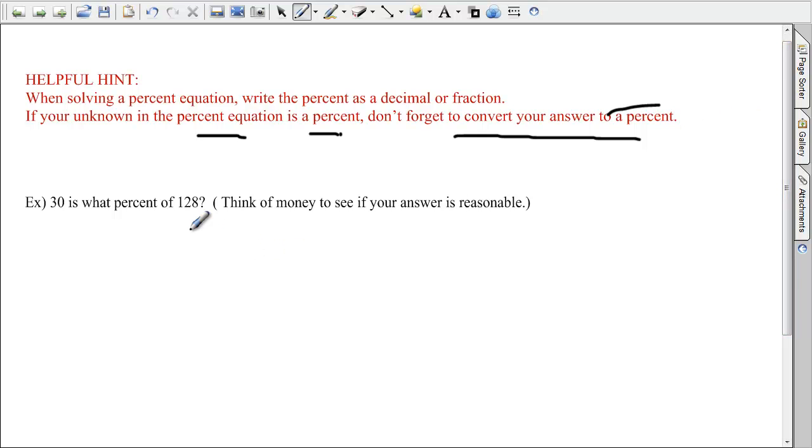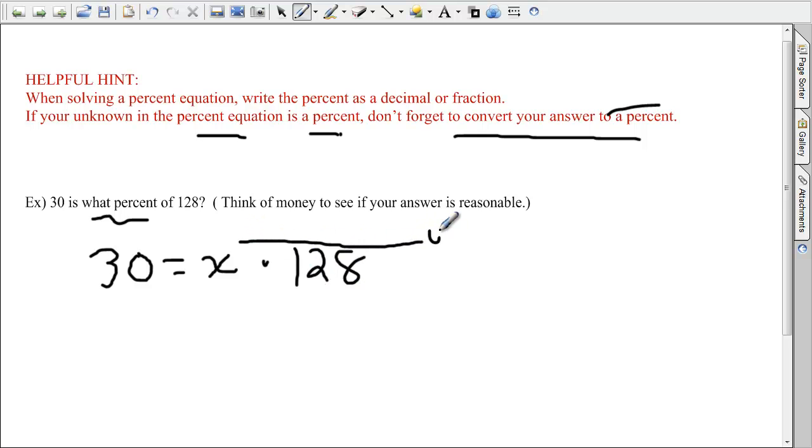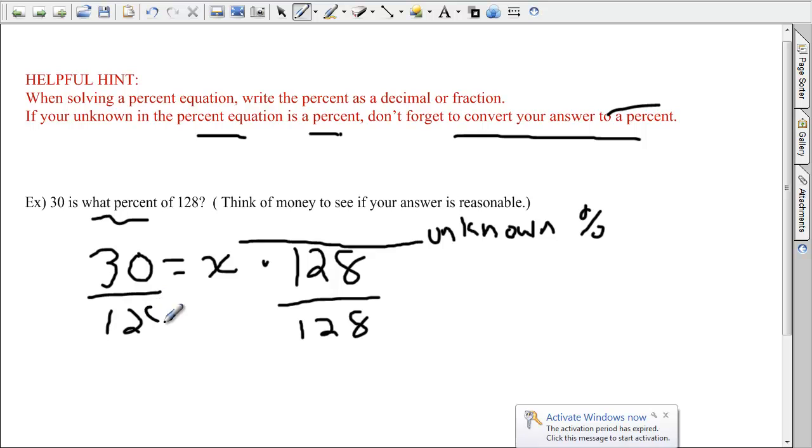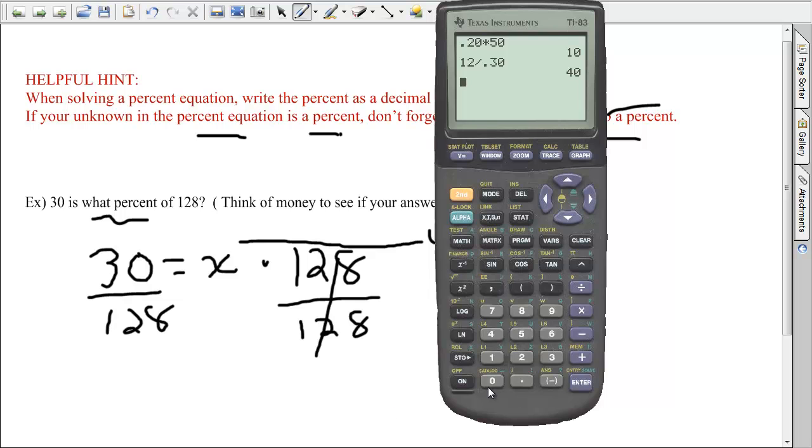Again with translating. 30 is, means equals, what percent of, means multiply, 128. Big note to self here, the unknown is the percent. I'm just reminding myself that the unknown is the percent. Now to solve for x, I'm going to divide both sides by 128. I'm just going to key that in. So 30 divided by 128.